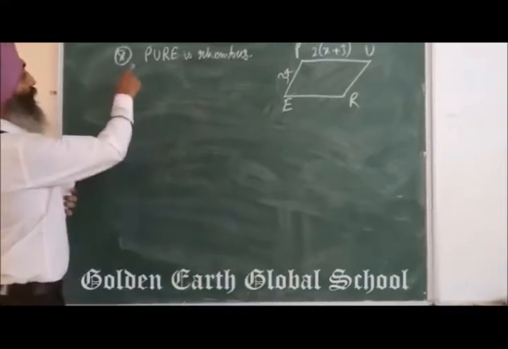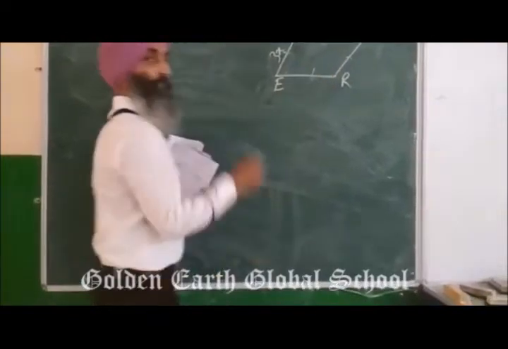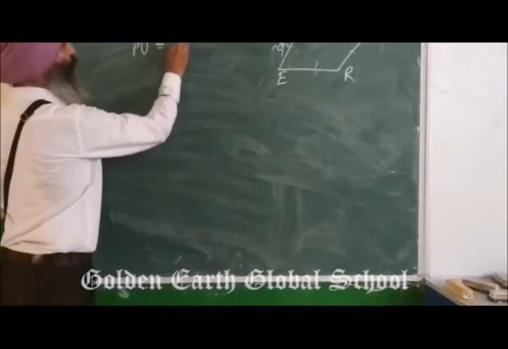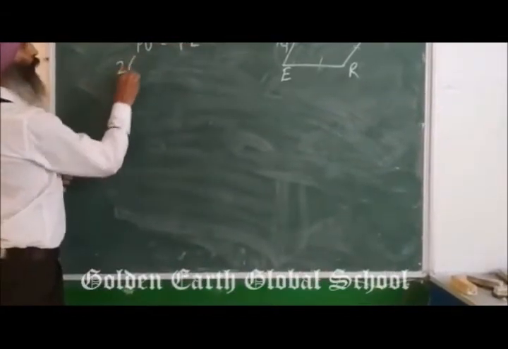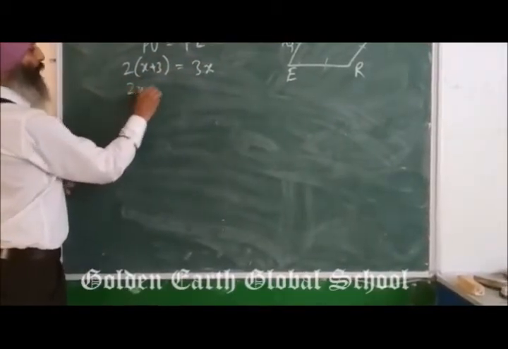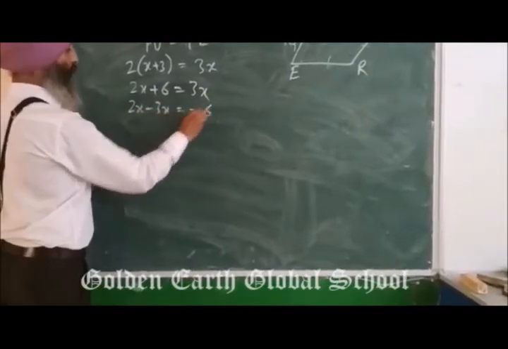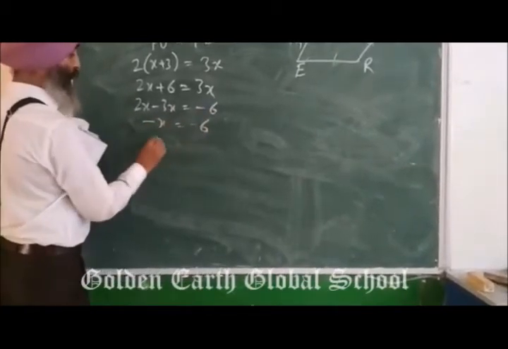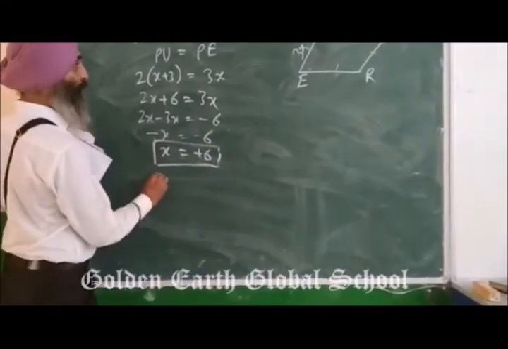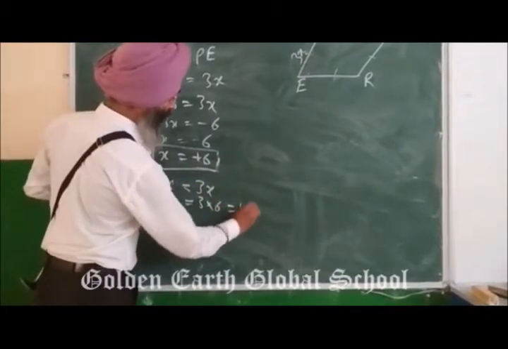Okay students, this is the 8th question. In this, PURE is a rhombus. A rhombus is that figure in which all sides are equal. So you can say that PU is equal to PE. PU is given as 2 into x plus 3 and PE is given as 3x. So multiply, 2x plus 6 is equal to 3x. Take the x terms together. So what is the value of x that comes? x is 6. So the side is 3x, meaning 3 into 6, that is 18 centimeters.